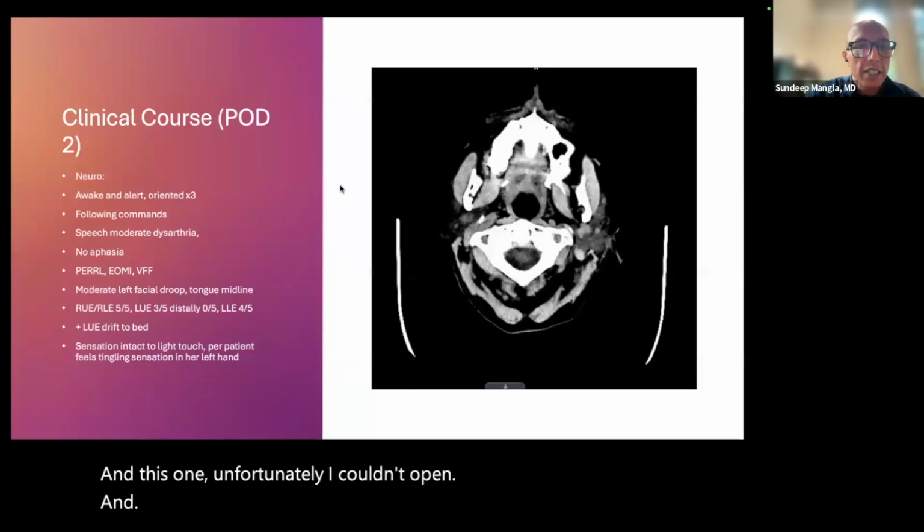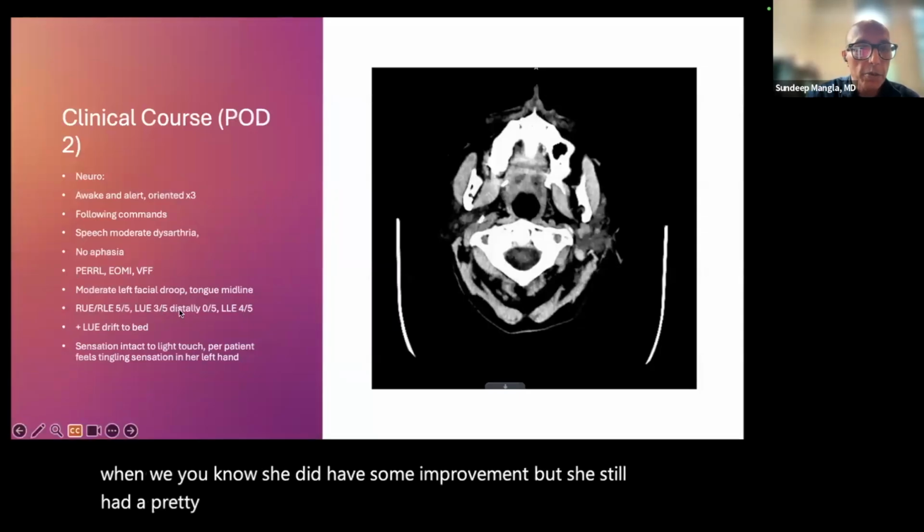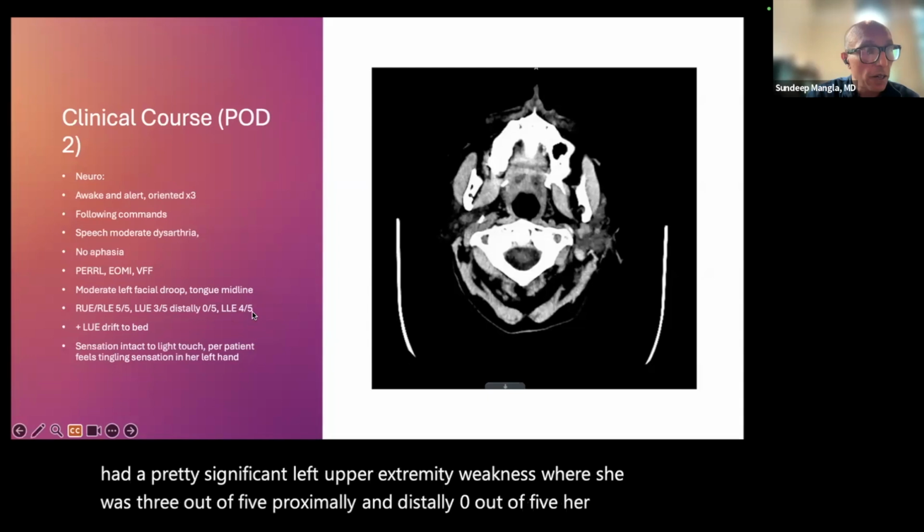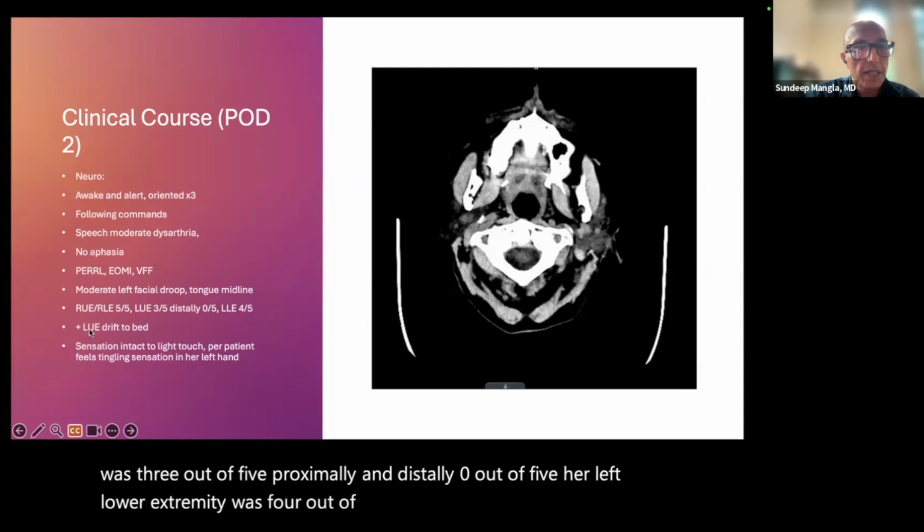She did have some improvement, but she still had a pretty significant left upper extremity weakness, where she was 3 out of 5 proximally and distally 0 out of 5. Her left lower extremity was 4 out of 5, and so she was better.